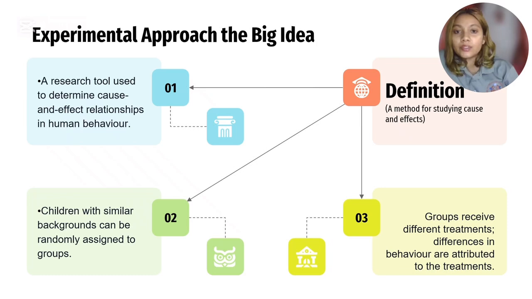Experimental approach, the big idea. You might be wondering, what is an experimental approach? Well, an experimental approach tests cause and effect in human behavior. Educators can randomly assign students into groups, give each group a different treatment, and compare the results. And in a case like this, any behavioral difference between groups can be reliably linked to the treatment.